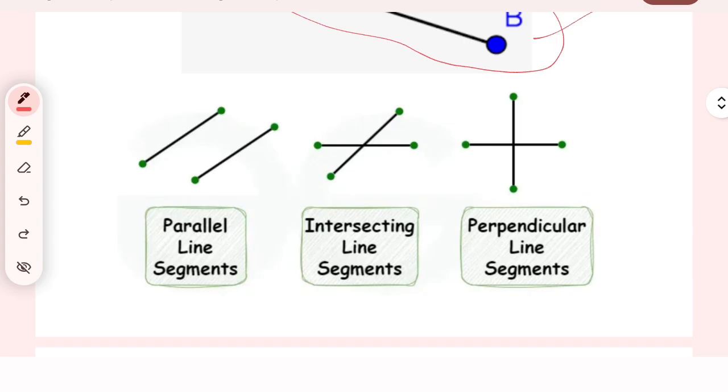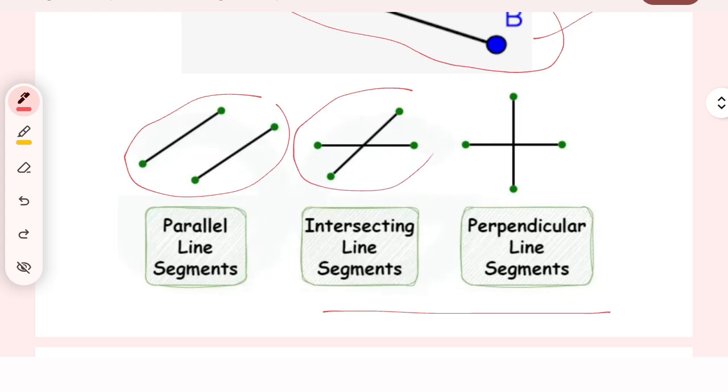The first set is line segments that are parallel. That means they don't meet. They never cross. These two examples here are line segments that cross or intersect each other. So these two line segments intersect each other, as well as this one.